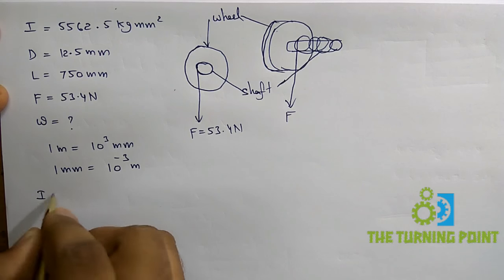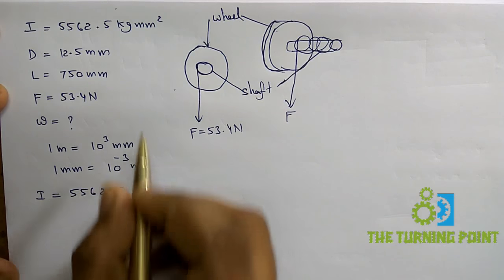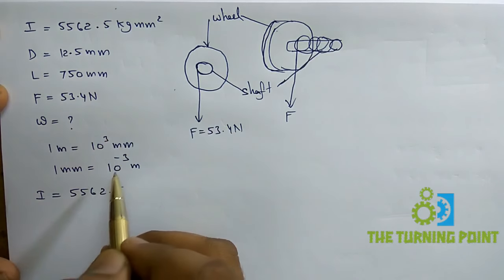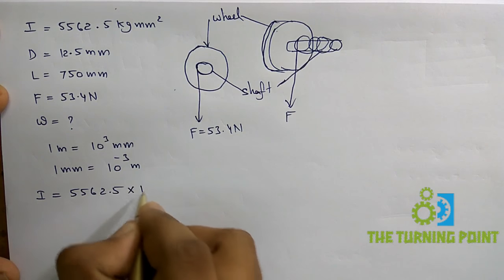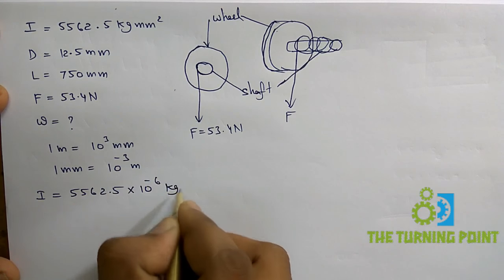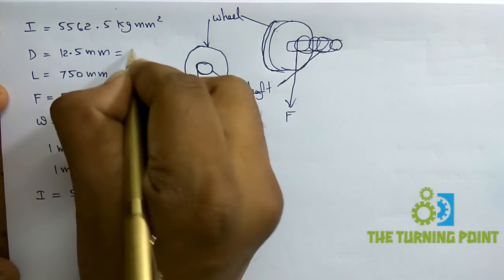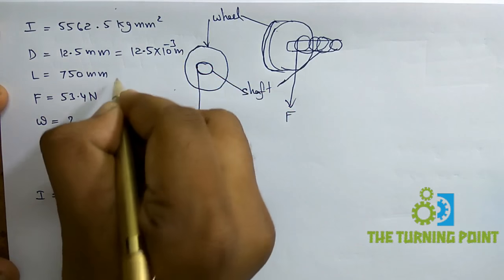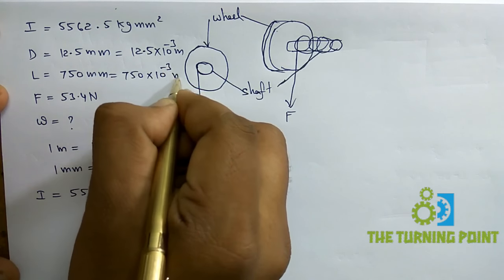From that, I is equal to 5562.5 kg mm square. Here is the unit. So mm square can be converted into 10 power minus 6 m square, right? So 5562.5 into 10 power minus 6 kg meter square. And here the diameter is in terms of millimeters. Convert this into meters: 12.5 into 10 power minus 3 meters. Here also, 750 into 10 power minus 3 meters.